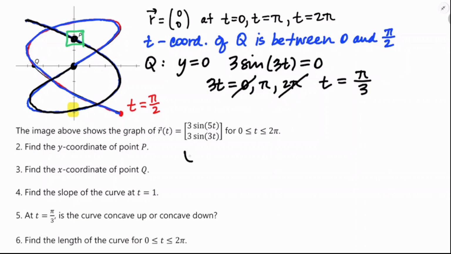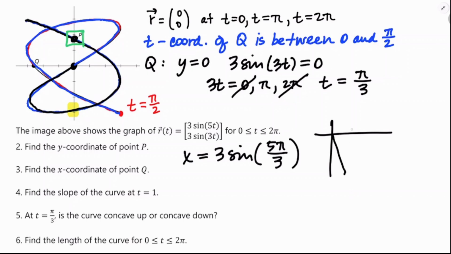Then the x-coordinate is going to be 3 sine of 5t, so that's 5 pi over 3. We can figure that out. Might have been a while for you, but we can do that. 5 pi over 3 is down there. It's almost all the way to 2 pi. It's just short by pi over 3, which is kind of like 60 degrees.